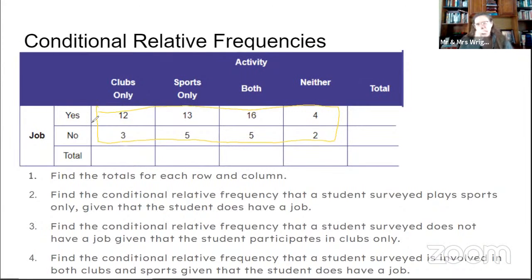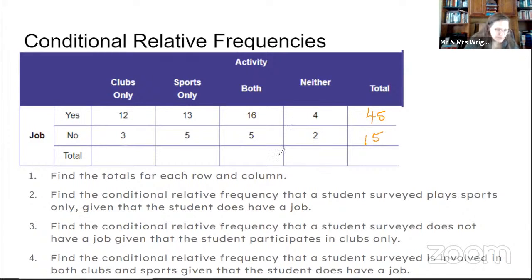And now your conditional relative frequency means you're going to take this piece of data here and you're going to either divide it by the total down here or the total over here. So let's go ahead and fill out this chart just so we can have some numbers. So 12 plus 13 plus 16 plus 4 is 45, right there. 3 plus 5 plus 5 plus 2 is 15.